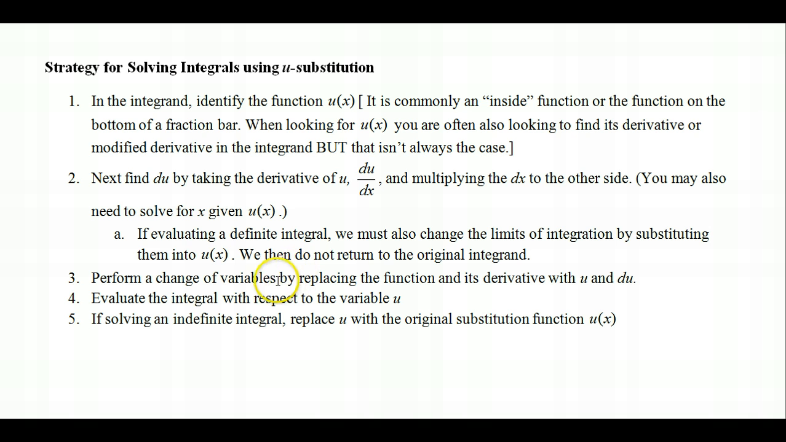Then we perform the change of variables. So that's the step where we replace the function and its derivative with the u and the du respectively. Then we evaluate the new integral, and the idea is that this new integral is nice, that it's an easy thing to take the integral of, and we're taking the integral with respect to the variable u that we just changed out everything for. And then if we were solving an indefinite integral, we go ahead and replace the u with the original substitution function u of x, because we do want our final answer to be in terms of the original variable. So if it was x, we need to go back and replace u with that u of x function. So this is just a strategy for solving integrals, and this is something that you might want to go back to and refer to after we go through a couple of examples.